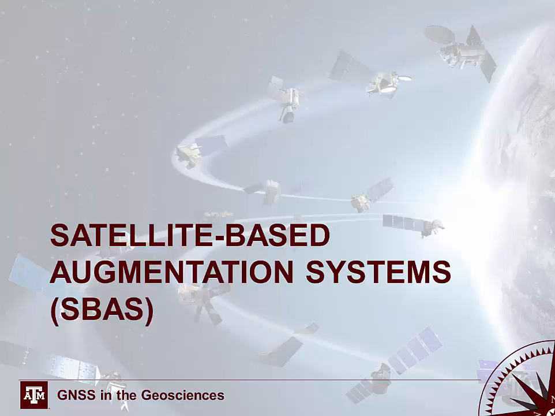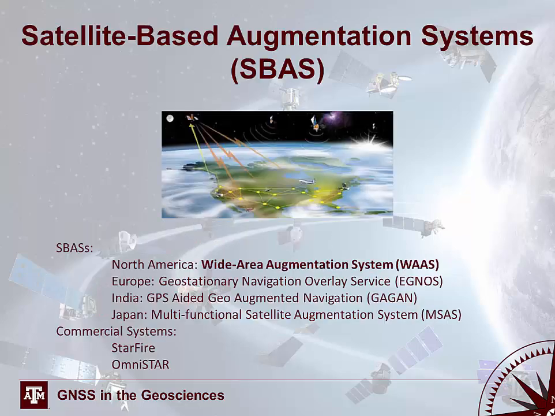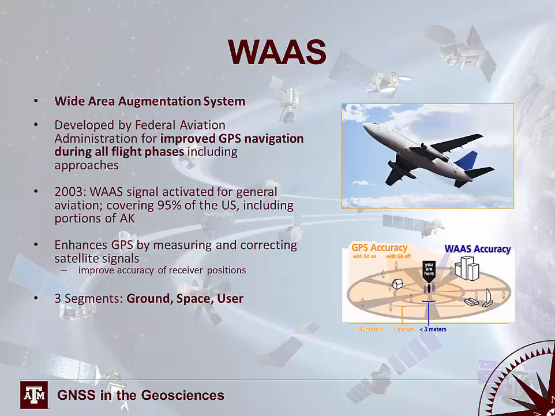Now we're going to go into a little bit of information about satellite-based augmentation systems, or SBAS. There are several different types of SBAS, and the most common one that you're going to deal with is the Wide Area Augmentation System, or WAAS. That's primarily used in North America. However, it's also important to note that Europe, India, Japan, and several commercial systems also exist, depending on the location that you're working in, and I'll explain a little bit more about why.